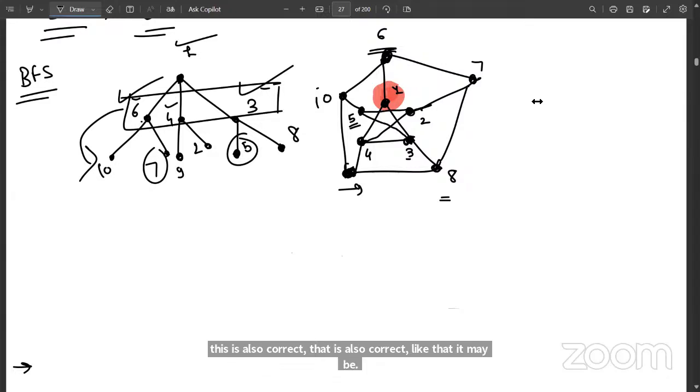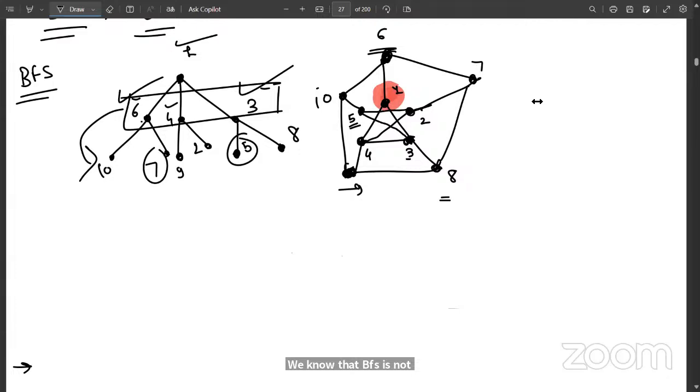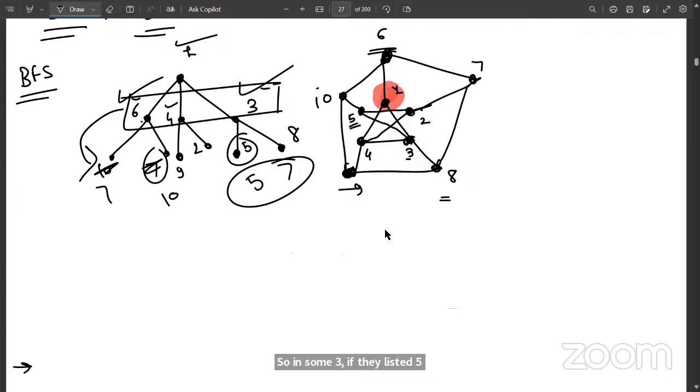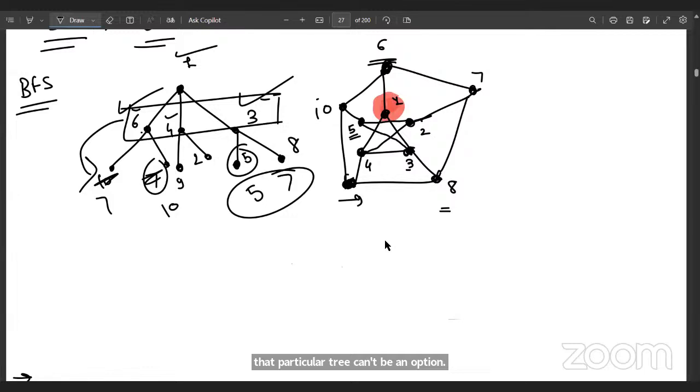See, we know that a BFS tree is not unique. You can order them in your own way, but they will ask about possibility, right? So you have to consider which trees can be possible as a BFS tree. There is switching possible between 10 and 7, not 5 and 7. So in some tree, if they listed 5 and 7 together, obviously that particular tree can't be an option, right? So you have to guess which tree can be a BFS tree.